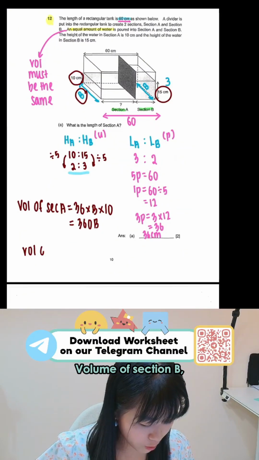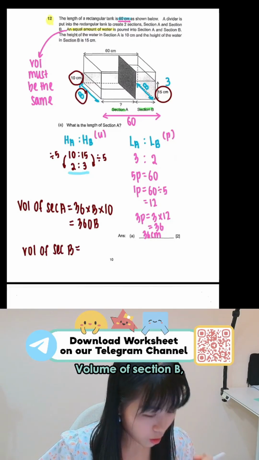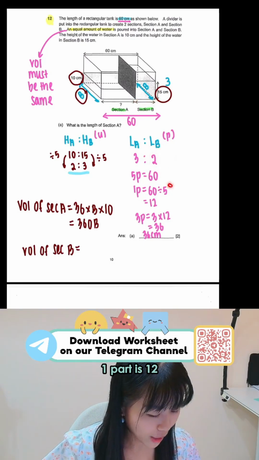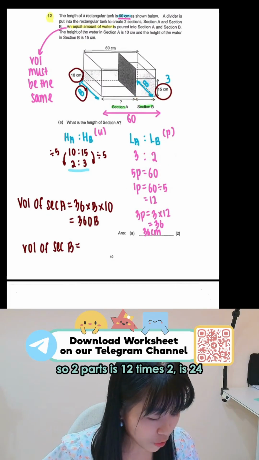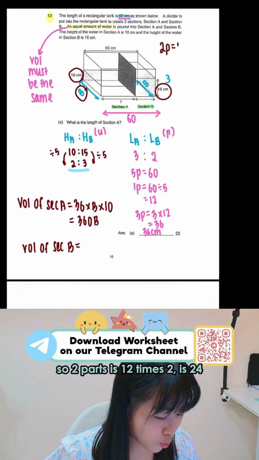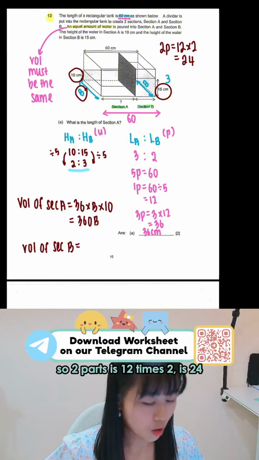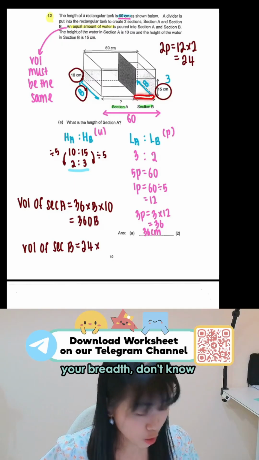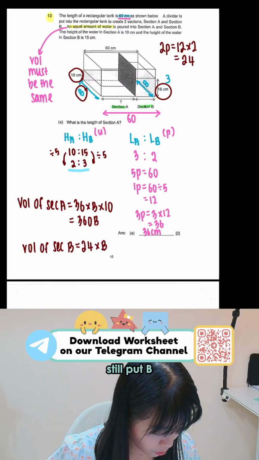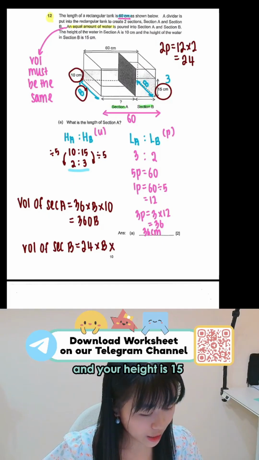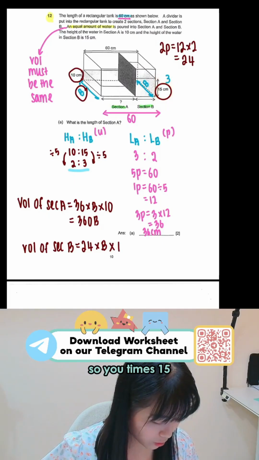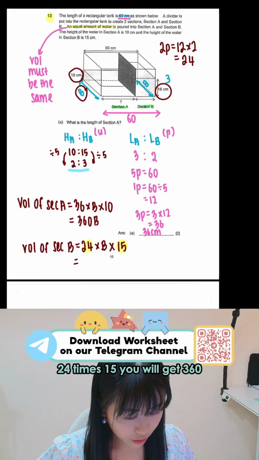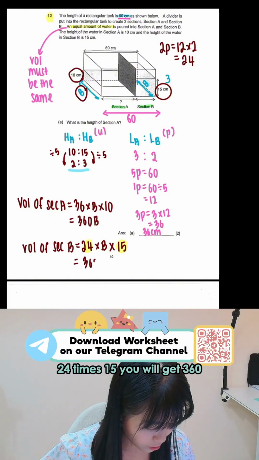Okay? Volume of section B here is 2 parts. So how do you find 2 parts? 1 part is 12. So 2 parts is 12 times 2, which is 24. So your length is 24 here. Your breadth, don't know, still put B. And your height is 15. So you times 15. Same thing, work around with this. 24 times 15, you will get 360. And then you have a B.